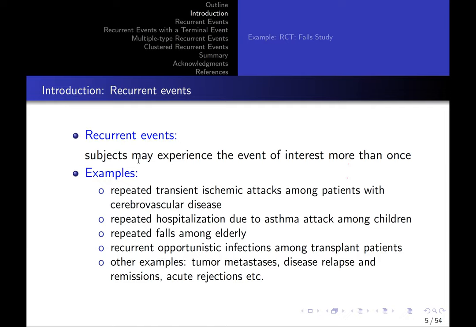So when we say recurrent, the main thing we think of is that the patient has to be alive, or a participant has to be alive, depending upon the type of event you use, and it is not terminal. Okay, so that's the main criteria.